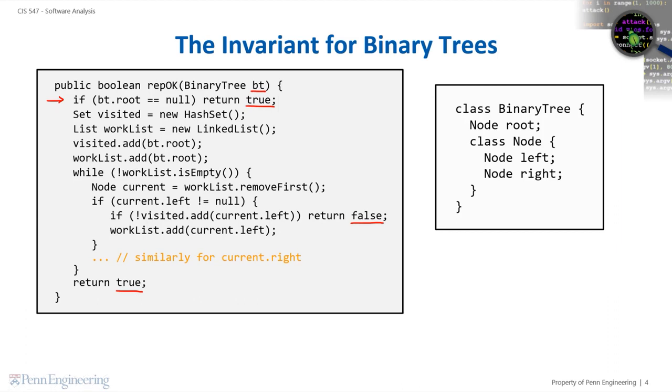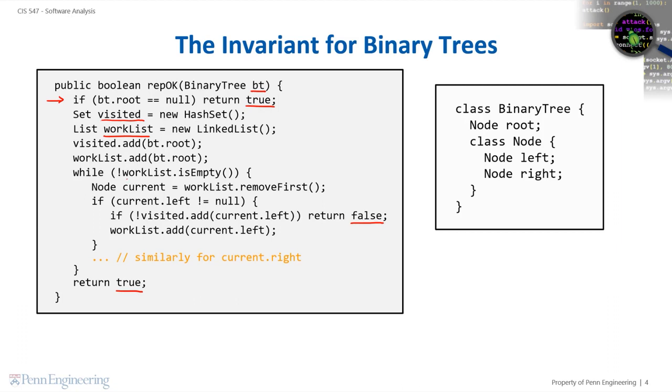The rep_ok function starts out by checking whether the root is null. If so, it exits by returning true, since an empty binary tree is a valid one. If the root is not null, then the function uses a classic approach to traverse all the nodes reachable from the root and determine whether the resulting structure is indeed a tree. It uses two data structures for this purpose: a hash set that keeps track of all nodes visited so far, and a work list that keeps track of nodes that have themselves been visited but whose left and right children might not have been visited.